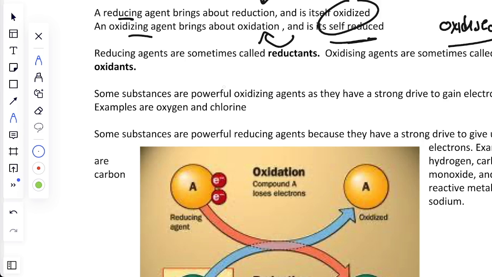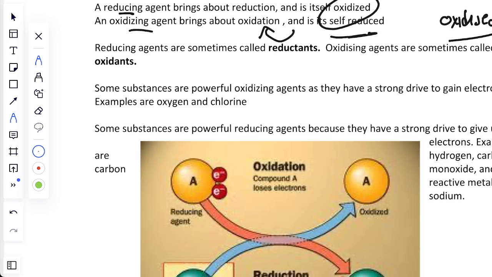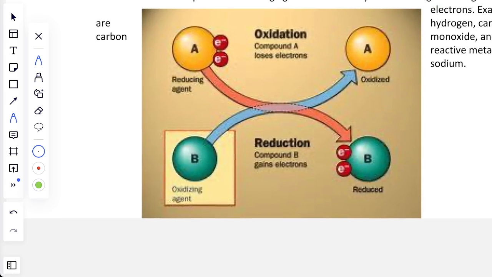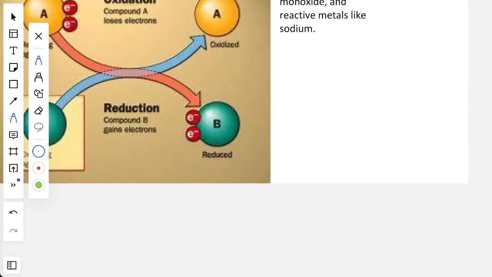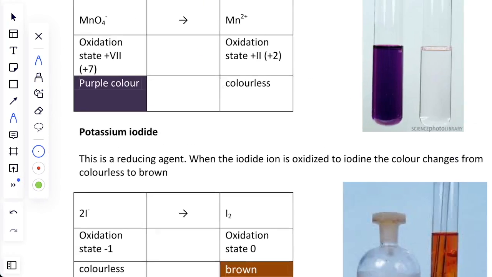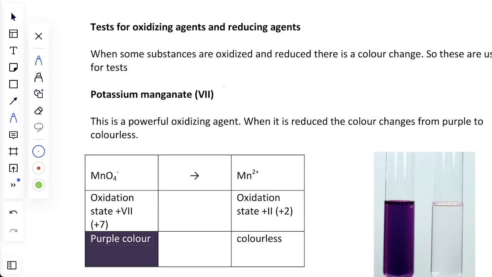So whenever they tell you to identify the oxidizing agent, you look at the compound that is being reduced. Most likely that would be the oxidizing agent. Okay, so that is that. Let's move on to the last slide, I believe. Now, let's have a look at the tests for oxidizing agents and reducing agents.